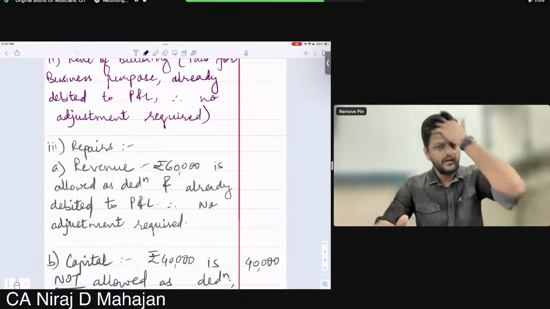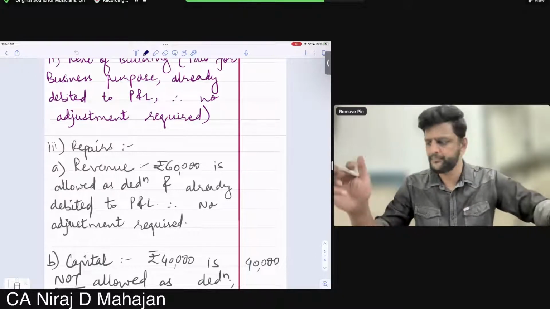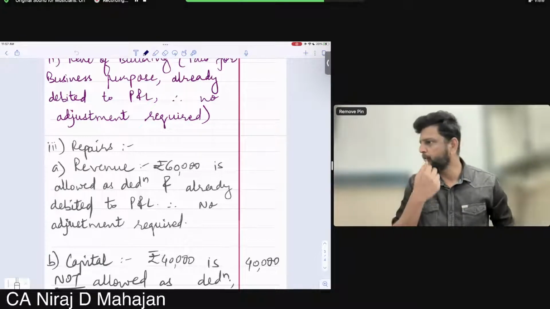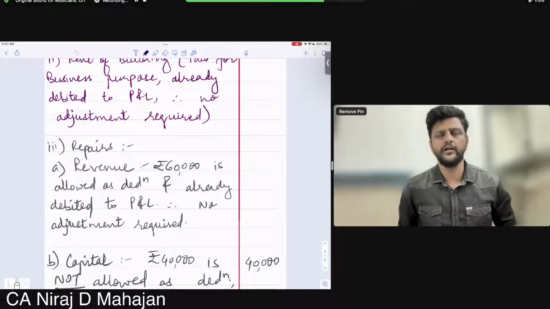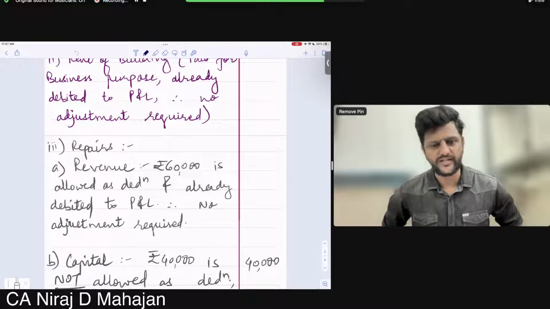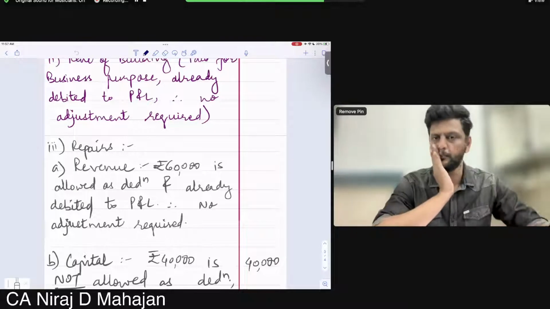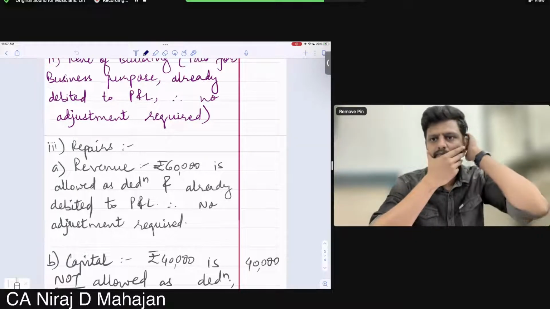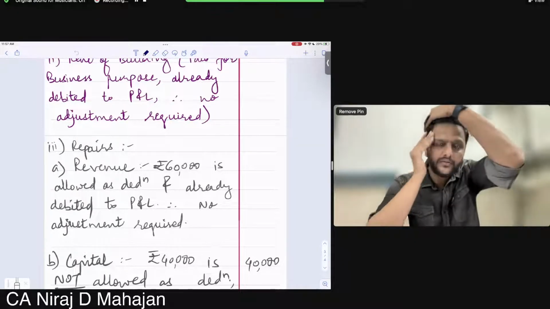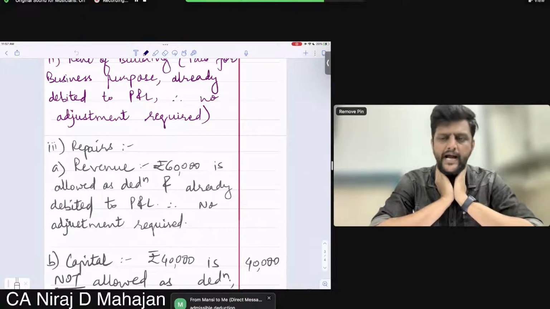Compulsorily, we are talking of only which expenditure we are allowing. If you remember, section 29 also told you. What did section 29 tell you? That from 30 to 37 are what? Section 30 to 37 talks about what? Tell me. Deductions, very good. Yes, admissible deductions.